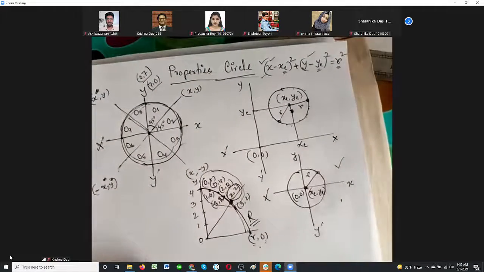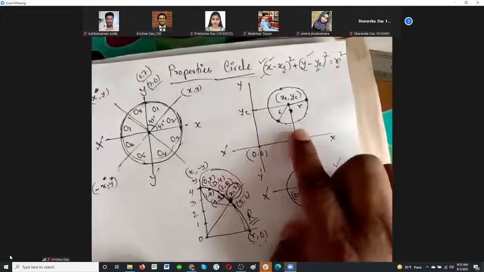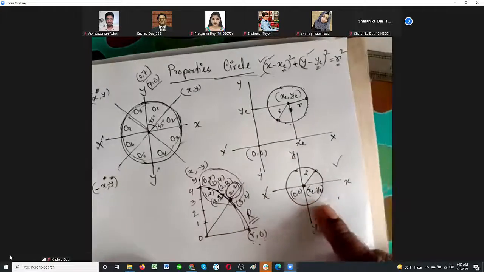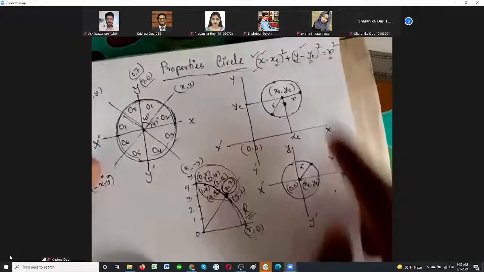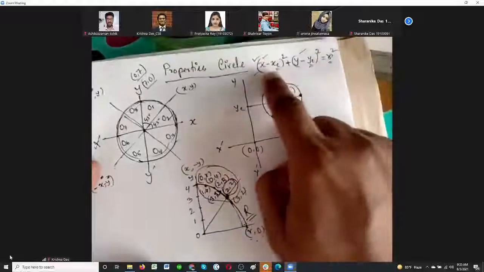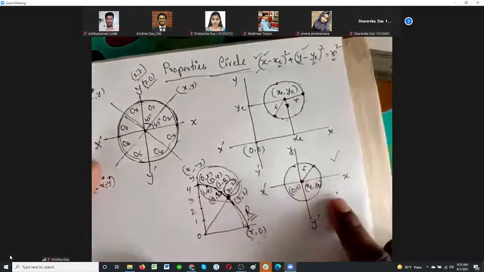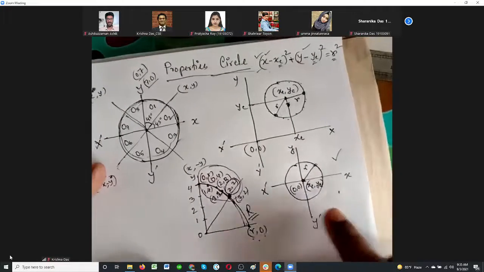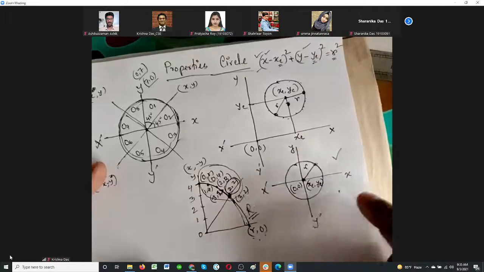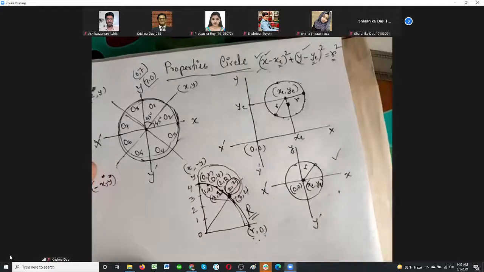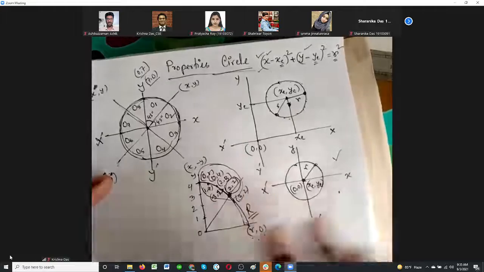From here it is easier to move on, because related to the midpoint circle, the center is 0, so the equation will be x square plus y square equals r square, or x square plus y square minus r square equals 0, right? Like this is the equation that we are going to have.